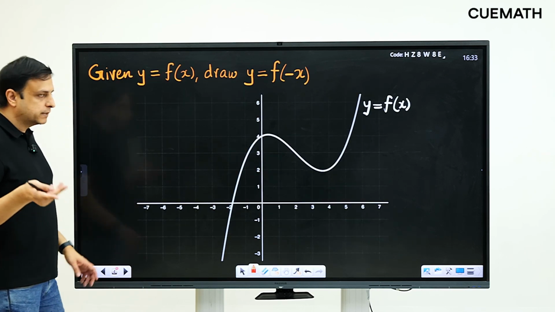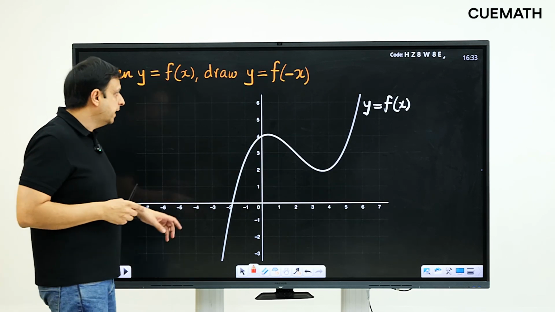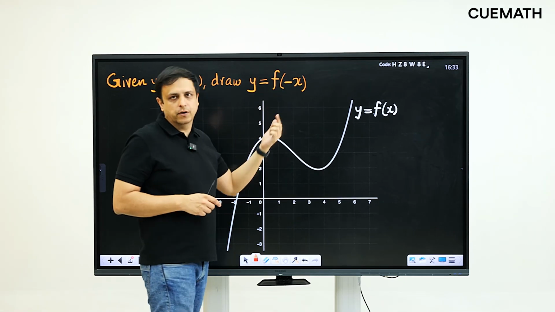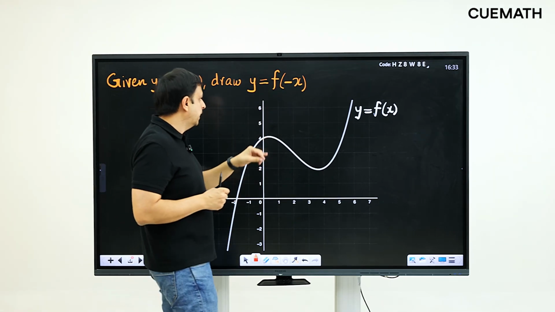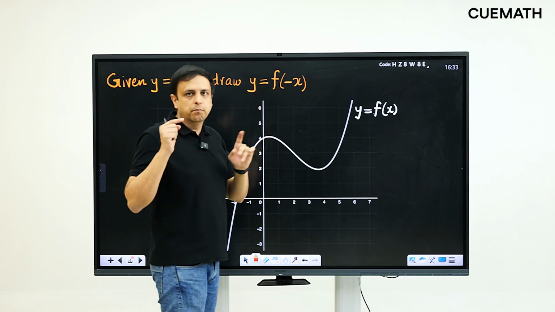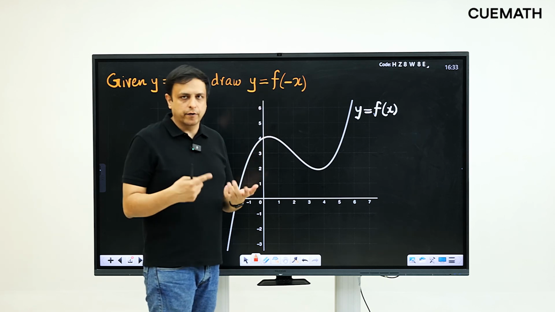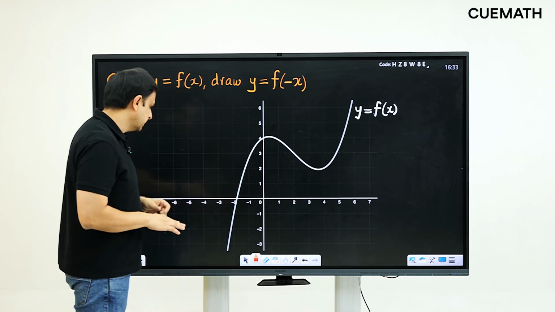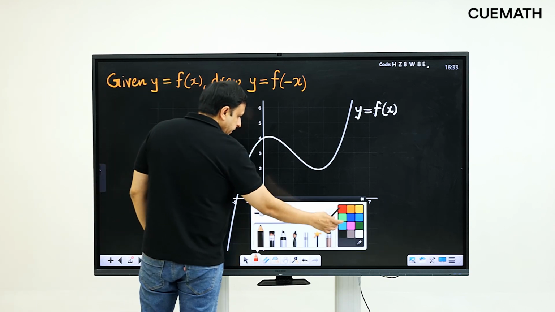But what if instead of minus f of x, we have f of minus x? Now, this is a very different case, because the negative sign is being applied not to f, but to the argument inside f. The negative sign is being applied to x in this case, and therefore, this is actually a very different case.